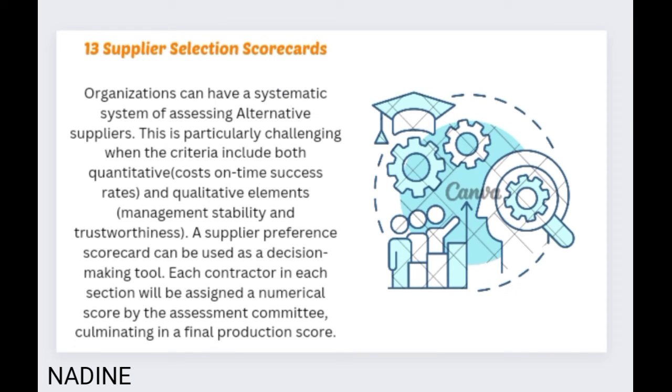Supplier selection scorecards. In the procurement process, organizations often face the challenge of evaluating and selecting alternative suppliers in a systematic manner. This evaluation becomes complex when criteria encompass both quantitative factors, such as cost and on-time delivery performance, and qualitative aspects like management stability and reliability. The supplier preference scorecards involve assigning numerical scores to each supplier based on various criteria assessed by the evaluation committee.